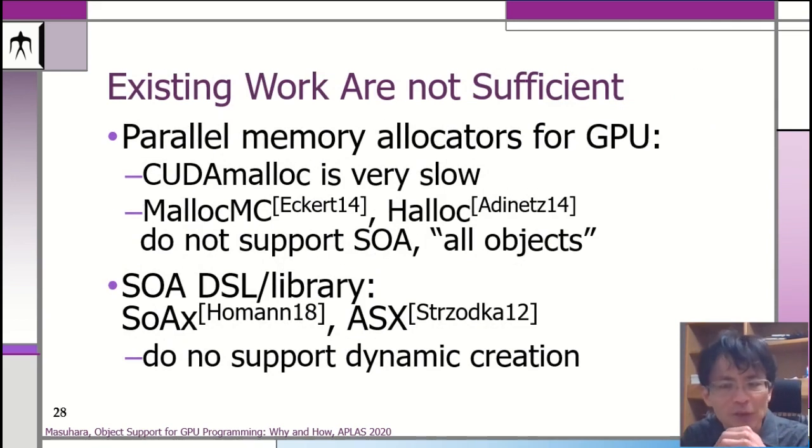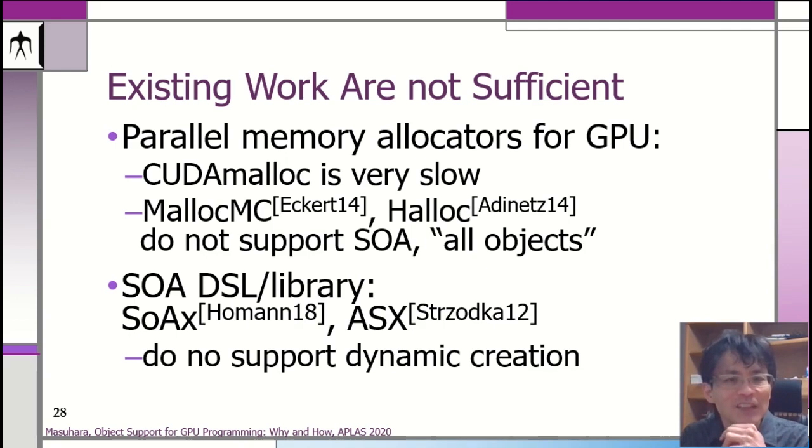So I have explained three difficulties in supporting objects on GPUs. There is some existing work that addresses those difficulties in part, but we found that none of them are sufficient in solving all three problems. There are parallel memory allocators for GPUs. One is CUDA-malloc, an official library from NVIDIA, but it is extremely slow, and I never recommend you use this library.